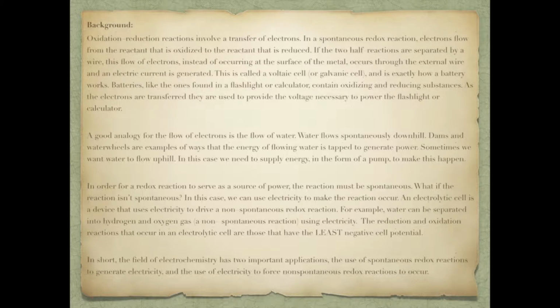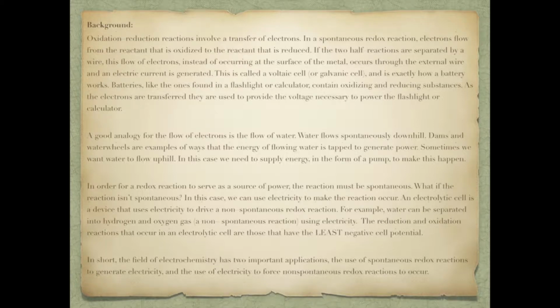A good analogy for the flow of electrons is the flow of water. Water flows spontaneously downhill. Dams and water wheels are examples of ways that the energy of flowing water is tapped to generate power. Sometimes we want water to flow uphill. In this case, we need to supply energy in the form of a pump to make this happen, and that's what we're doing in this lab.